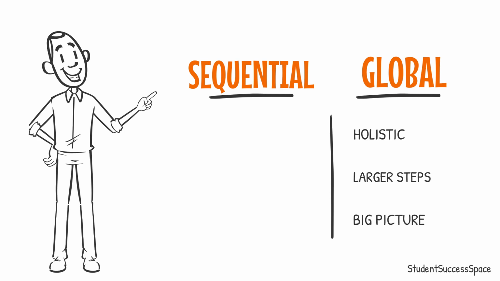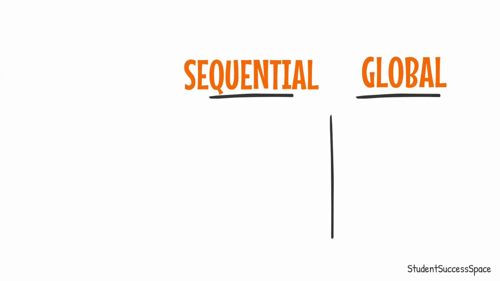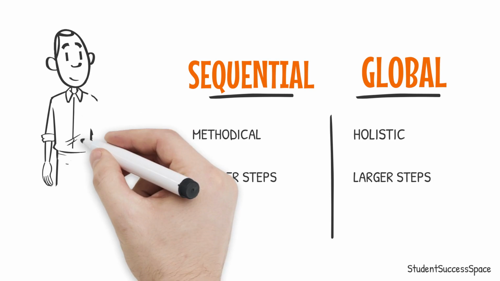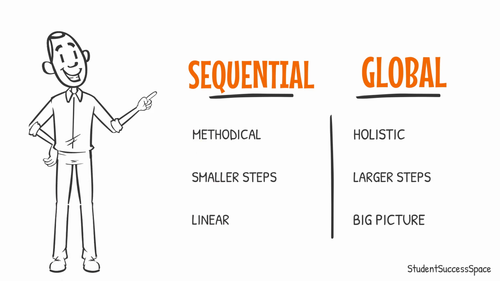In contrast to the sequential learner, the global learner needs the big picture first before being able to move to the details. The sequential learner is going to prefer to have information organized in a methodical and linear manner. They like learning in smaller steps that lead to the larger picture, while the global learner prefers the larger picture with a holistic approach.